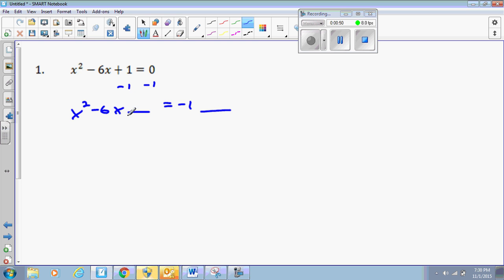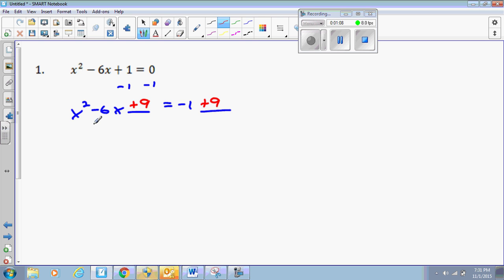So the number that goes here is half of negative 6, which is negative 3 squared. So negative 3 times negative 3 is positive 9. So since I added 9 to the left side, I have to also add 9 to the right side.